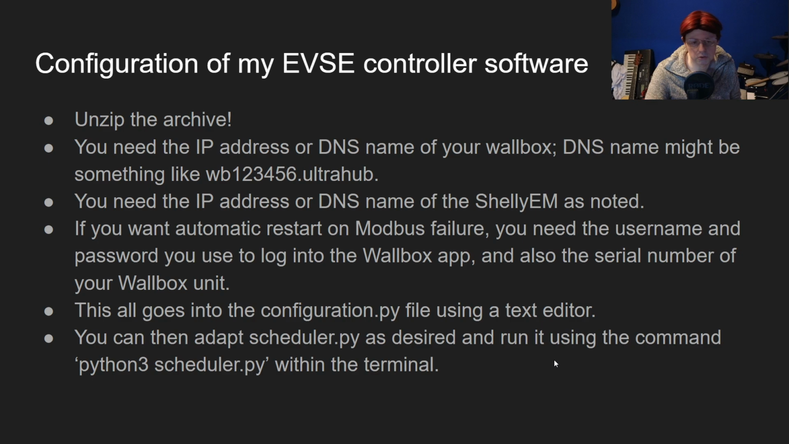So you've downloaded your archive of software from GitHub, which is the software that I've written. You can unzip it. And then you need to edit a configuration.py file. You'll need to use a text editor for that. Something like Visual Studio Code would be ideal, but you can't use a word processor. I think most people would probably understand what a text editor is as opposed to a word processor, but if you do use a word processor, it's not going to work.